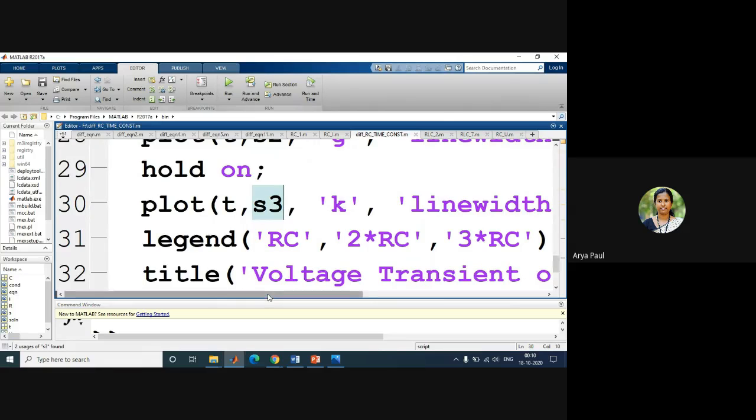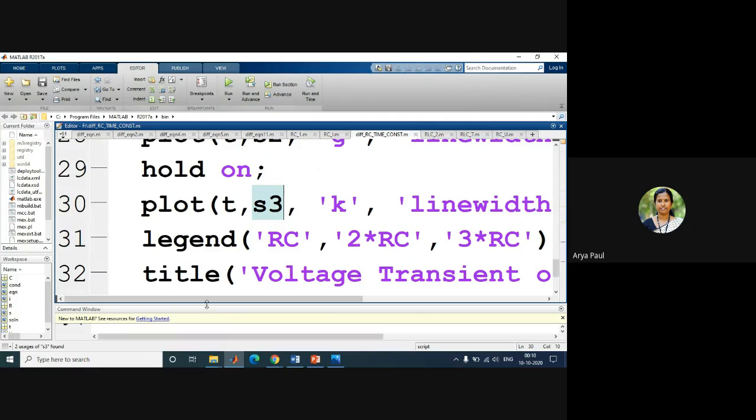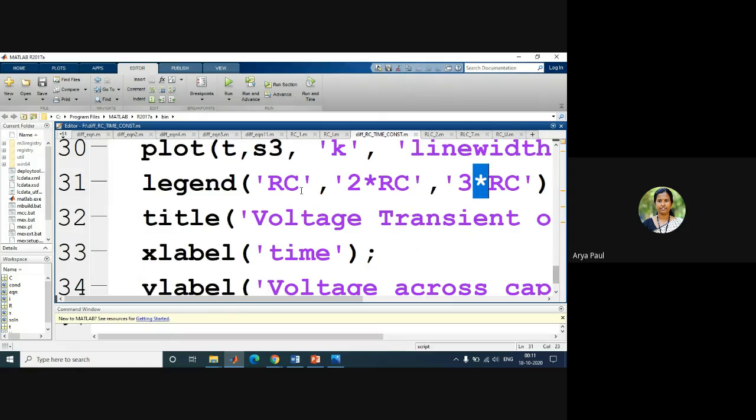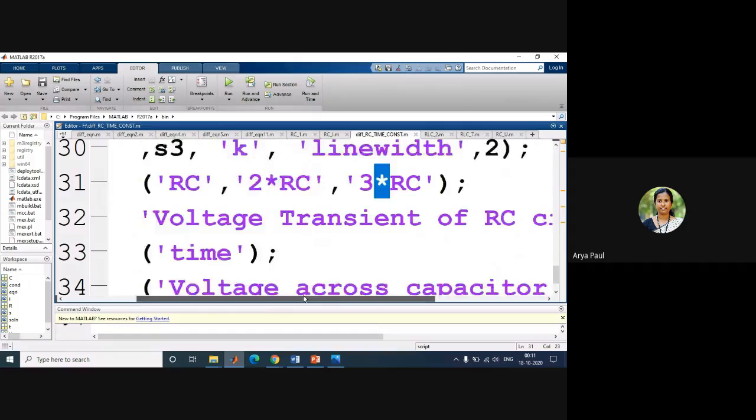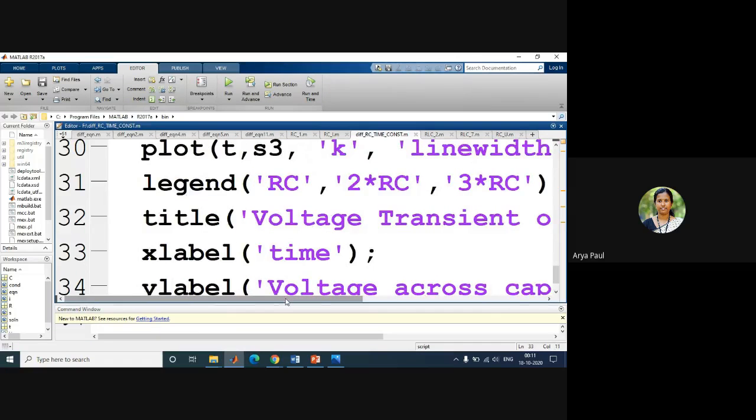Now we put the legend because you want to know which graph belongs to which one. We put the legend as RC, 2RC and 3RC: RC for the first graph, 2RC for the second graph, 3RC for the third graph. When you put the legends like this, you will get a window mentioning the labels, so you can easily identify them when you get the figure. Then the title, voltage transient of RC circuit. The x label is time. The y label is voltage across the capacitor. Now you run this.